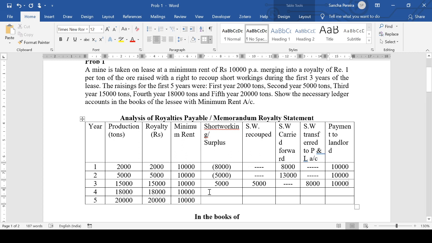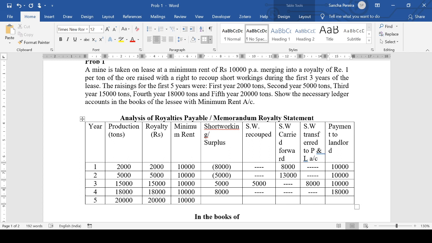Now the next two are simple. Again, what do we have? Royalty is more than the minimum rent. So we have a surplus of 8,000. So there's no question of short working. So all this will be dash. See, even though we have a surplus of 8,000, we couldn't recover that previous loss because the agreement says only first 3 years. Okay. So how much are we going to pay the landlord now? Very good. Now we are going to pay him the full 18,000 because that's what is promised, and we have not used any part of that 18,000 for any recovery.